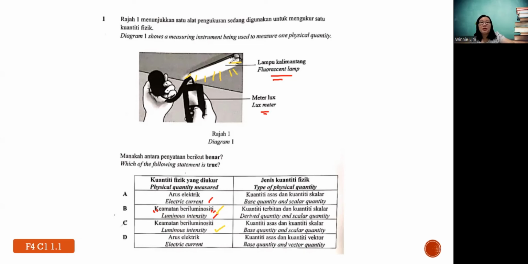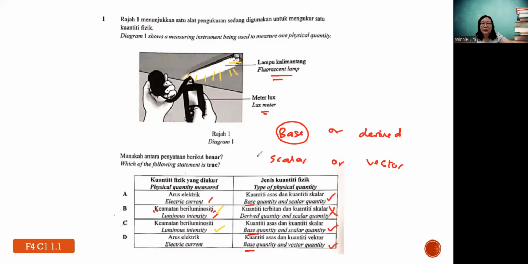Okay, then next, physical quantity can also be classified as base or derived quantity. Then next one will be scalar or vector. Luminous intensity is a base quantity, one of the 7 base quantities like current, mass, temperature, electric current, and so on. Derived is a quantity you get after you multiply quantities to get a new quantity, for example volume, force. So for this case, it's actually base.